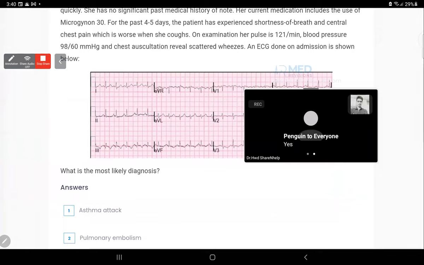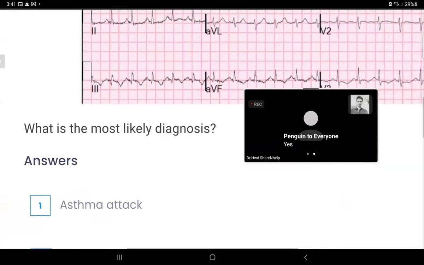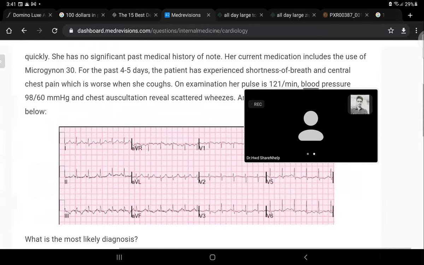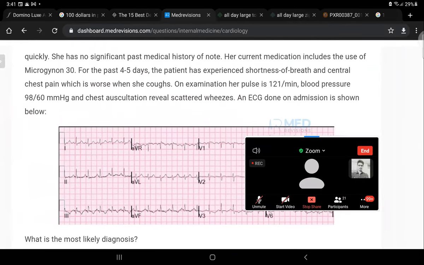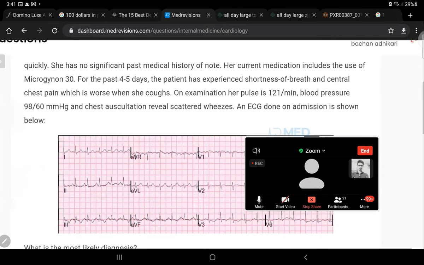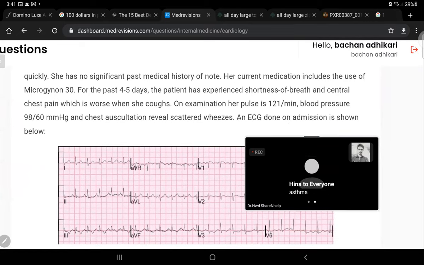They say, what's the diagnosis, right? I've said that once you look at the question, we are going slow because we're just trying to learn today. I told you that you're supposed to go from down above. An ECG was done, right? On examination, the pulse is 121, right? Blood pressure is 98/60. Is she hypotensive?